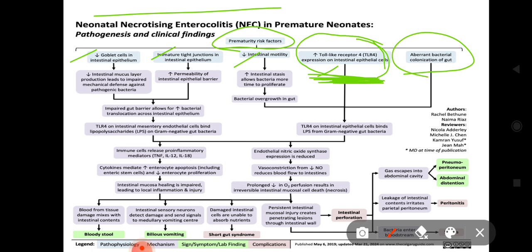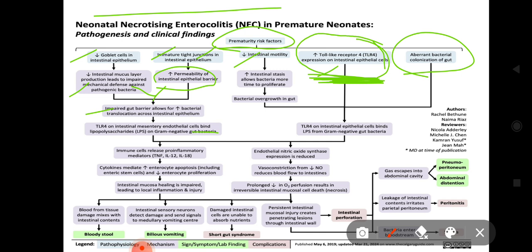Now, decreased goblet cells in intestinal epithelium, what does it do? It decreases intestinal mucus layer production, leading to impaired mechanical defense against pathological bacteria. So if the mucus layer is impaired, the mechanical defense is also decreased. Now, immature tight junctions in intestinal epithelium cause increased permeability of the intestinal epithelial barrier. So both of these lead to an impaired gut barrier, allowing increased bacterial translocation. And toll-like receptor 4 on intestinal mesenteric endothelial cells binds lipopolysaccharide of gram-negative gut bacteria. So this is all about pathophysiology.